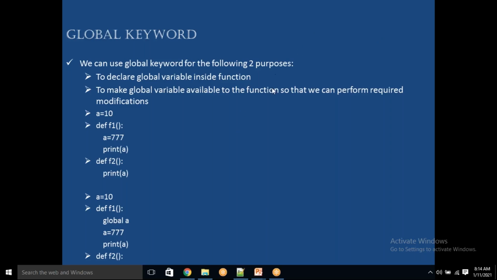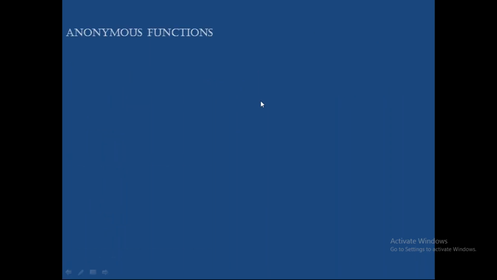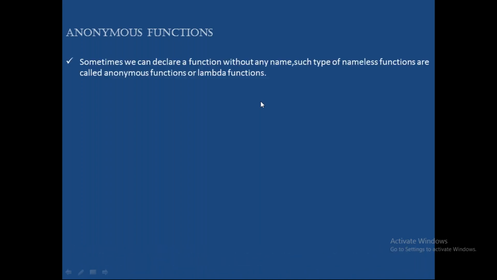Okay, next, anonymous functions. These functions are important, friends. These are nameless functions. Sometimes we can declare a function without any name. Such nameless functions are called anonymous functions or lambda functions. The main purpose of an anonymous function is just for instant use.